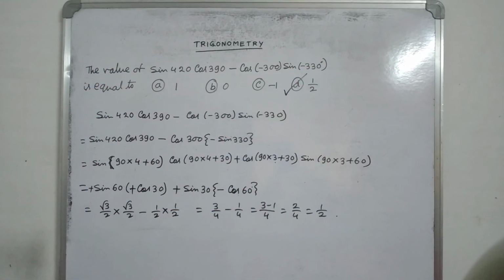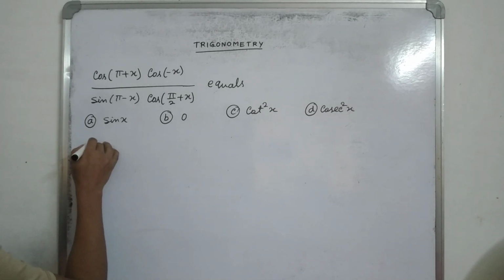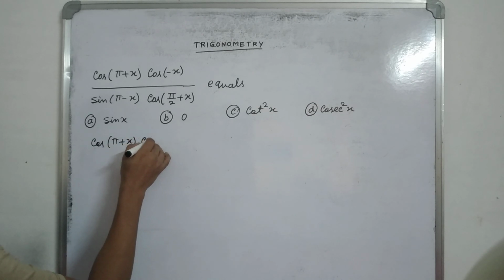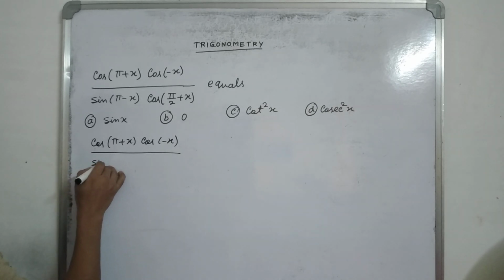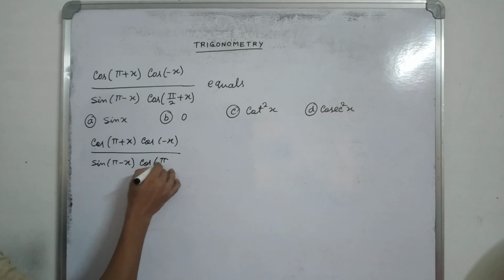The next sum is cos(pi plus x) cos(minus x) by sin(pi minus x) cos(pi by 2 plus x) equals, a) sin x, b) 0, c) cot square x and d) cosec square x. Now you see that we have cos(pi plus x), cos(minus x), sin(pi minus x) and cos(pi by 2 plus x).